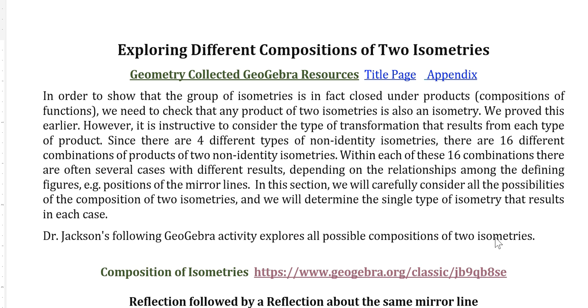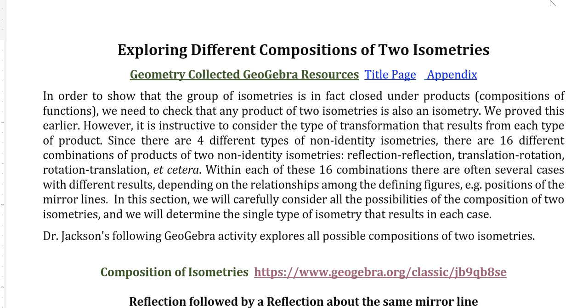However, it is instructive to consider the different types of transformations that result from each type of product. Since there are four different types of non-identity isometries, there are 16 different combinations of products of two isometries, like reflection followed by reflection, translation followed by rotation, rotation followed by translation, and so forth. There's 16 of those different combinations. Within each of these 16 combinations, there are often several cases with different results, depending on the relationships among the defining figures, positions of the mirror lines, and so forth.